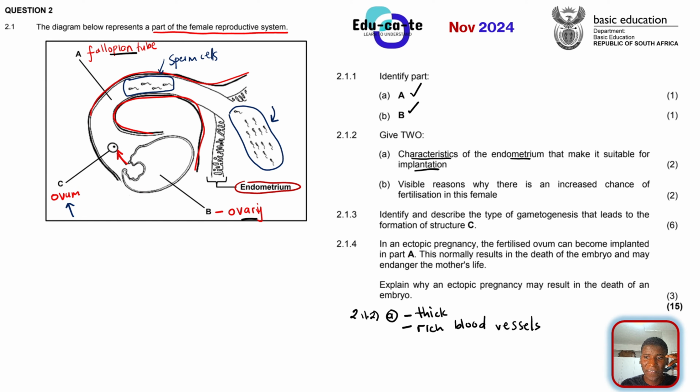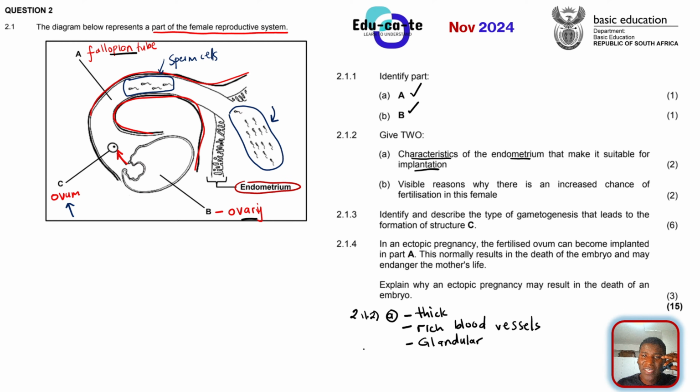Okay, that's something very sacred. So basically, it is rich in blood vessels for the supply of oxygen and nutrients. And another thing, you can just say it is glandular as well. It is something that you can mention as well, but we only want two. So the endometrium is also glandular.